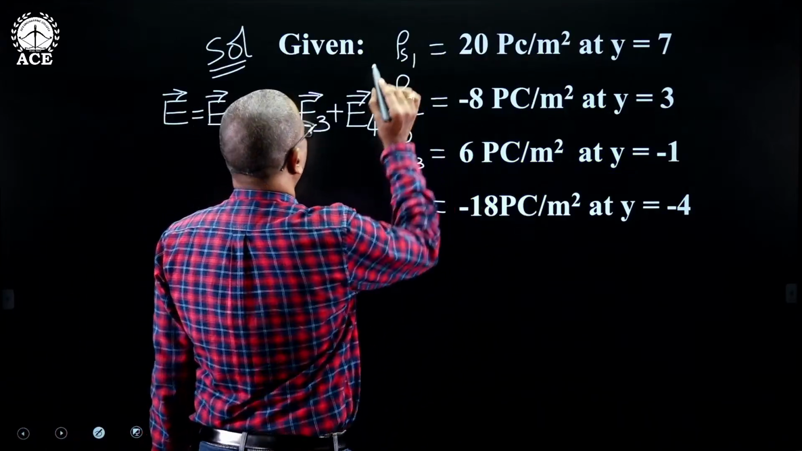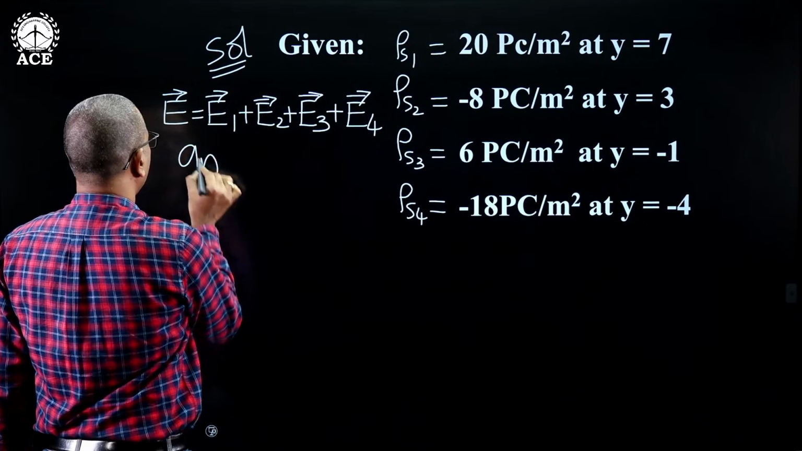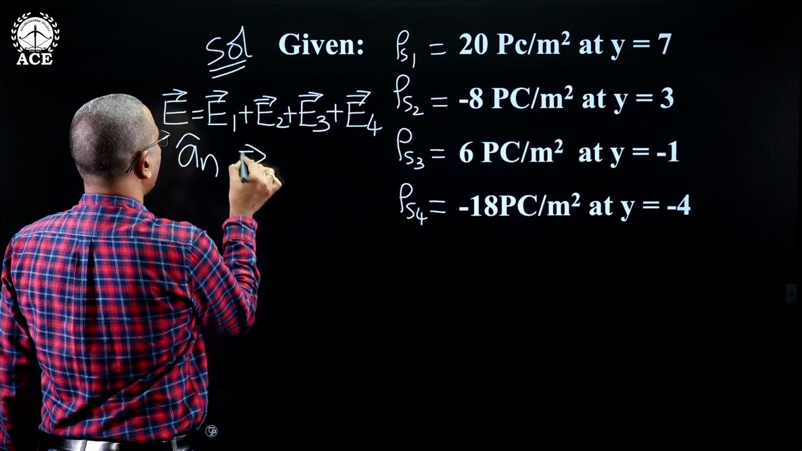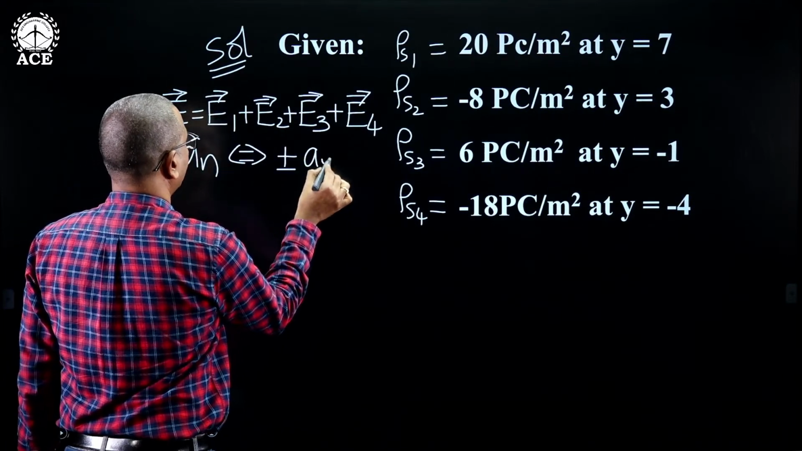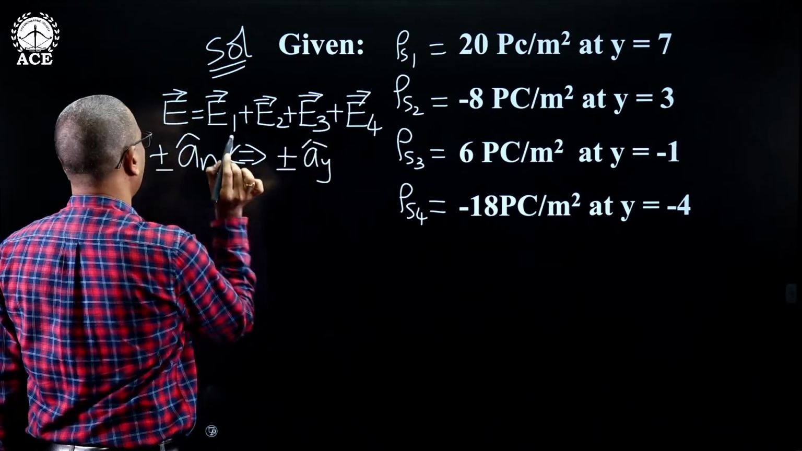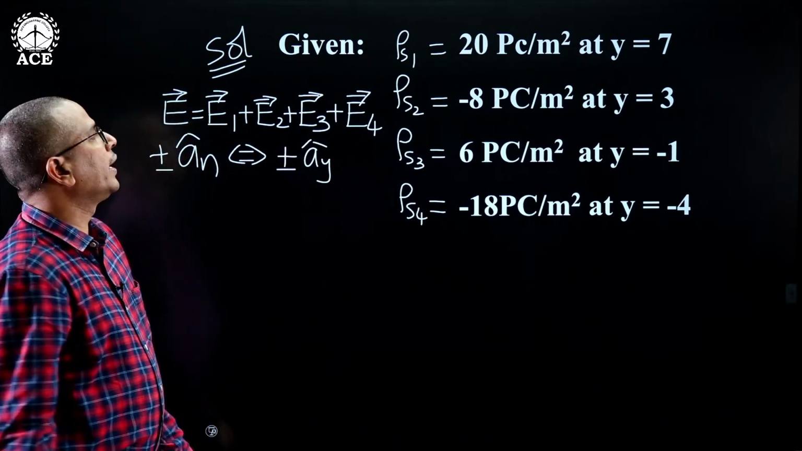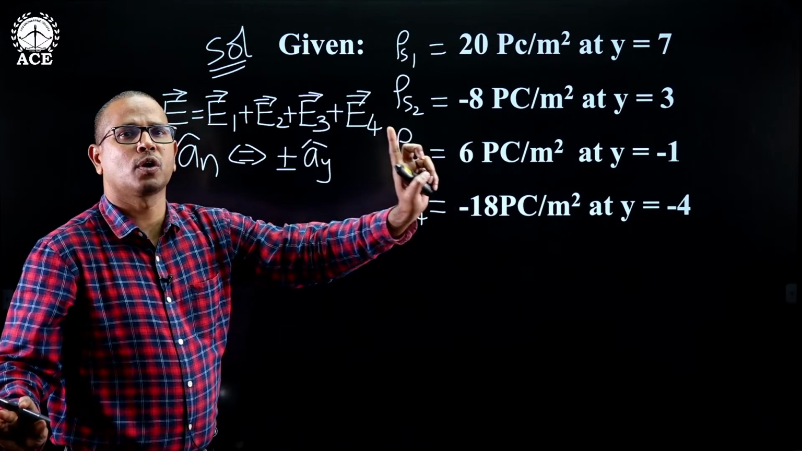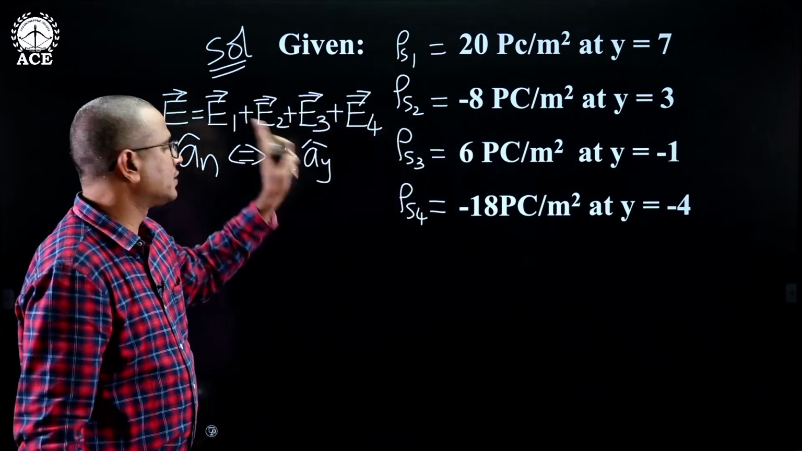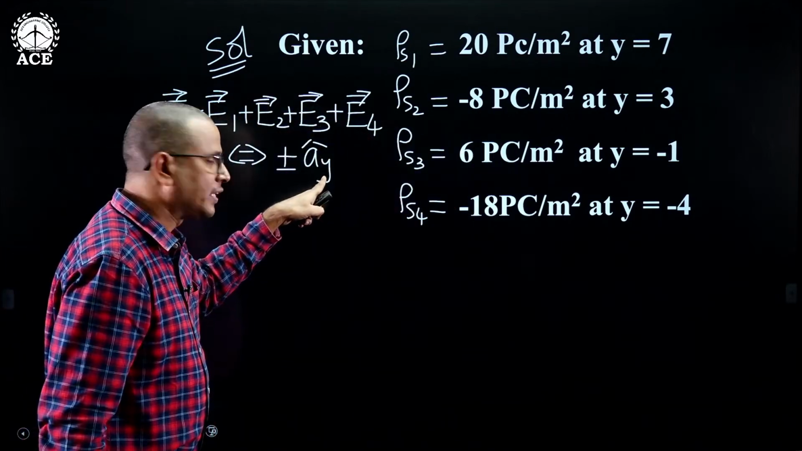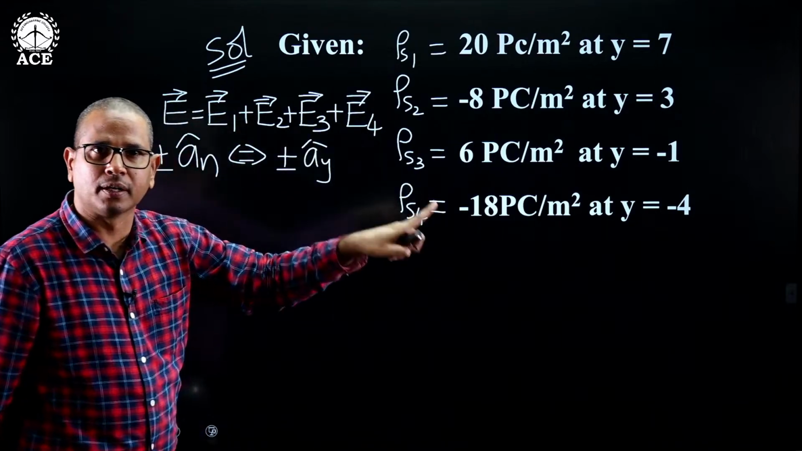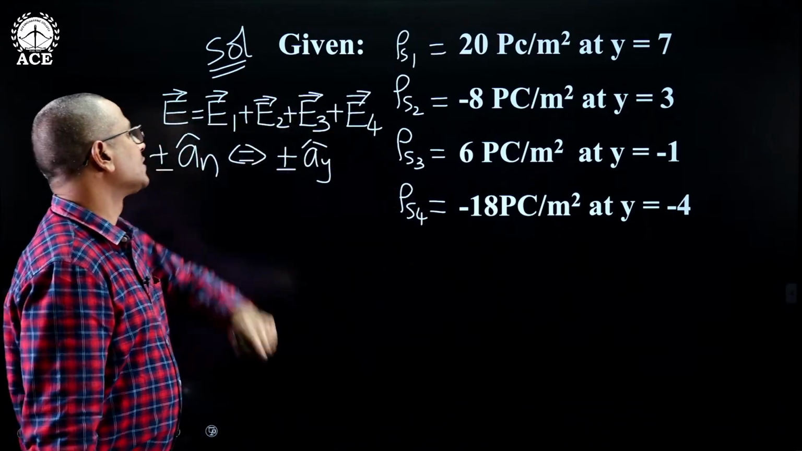How to choose AN cap? It may be plus or minus AY cap. No doubt in it. Plus or minus AN cap is plus or minus AY cap. Why? Sheets are located in y equal to constant. Whoever is constant, that suffix will come. If y constant, suffix y will come. Z constant, suffix z will come. X constant, suffix x will come.